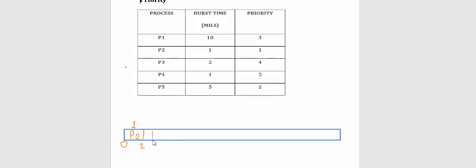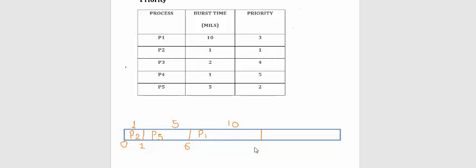Next chance is for process P5. Why process P5? Because it has priority 2 and it is going to execute for 5 milliseconds. 1 plus 5 is 6. Next priority is of which process? P1. You only have to look at the priorities, you don't have to look at the burst time. Its burst time is 10. While allocating the CPU you don't look at the burst time, but while execution you have to look at the burst time.